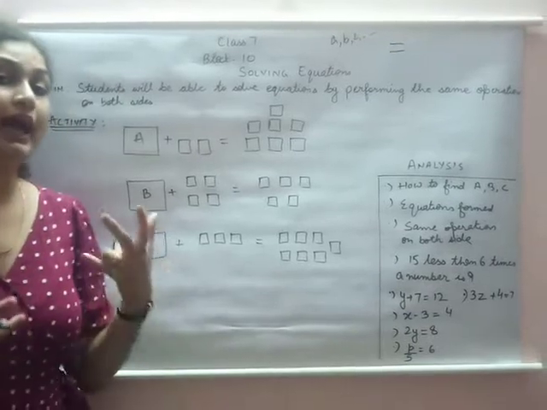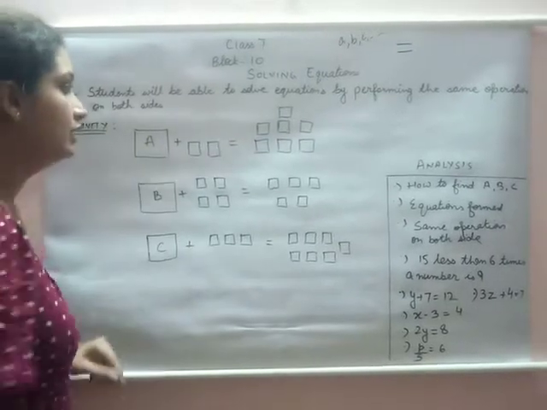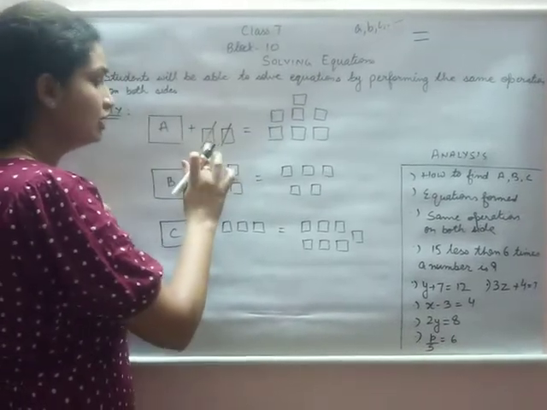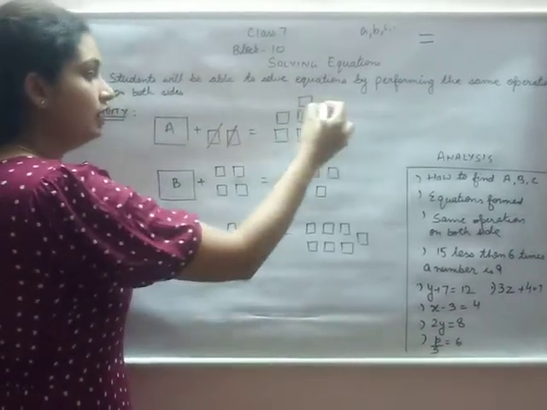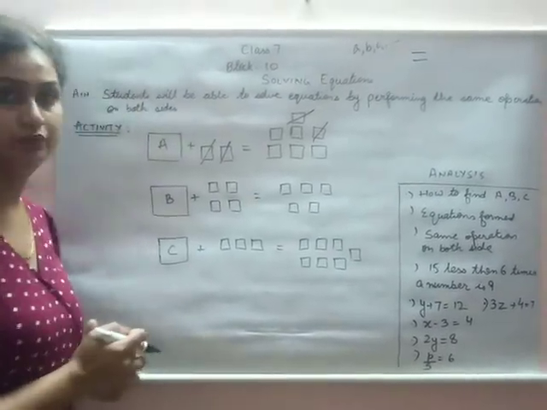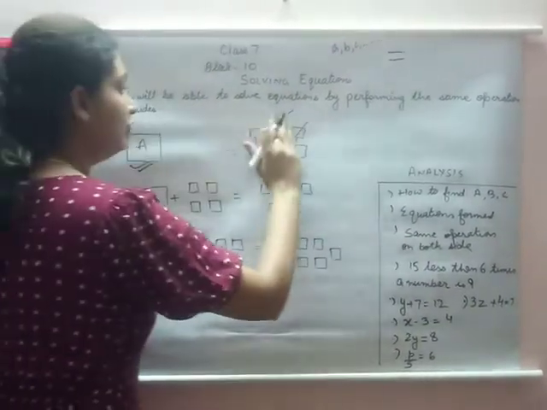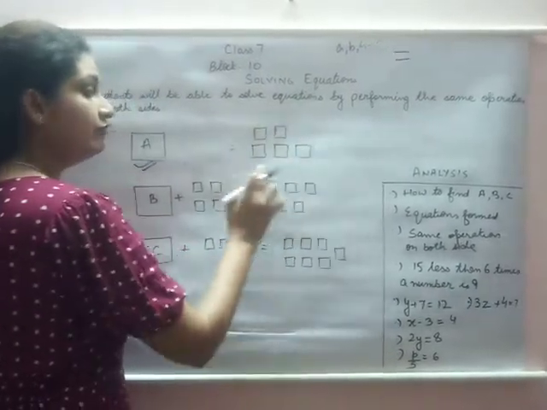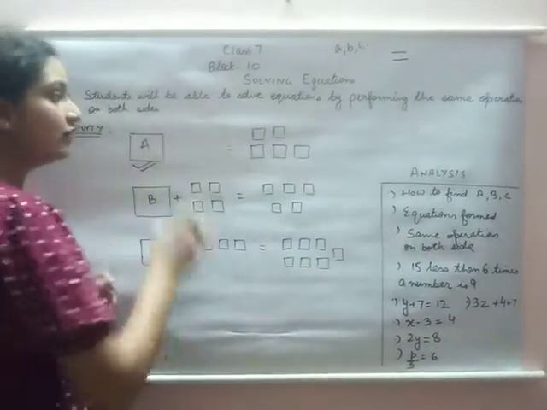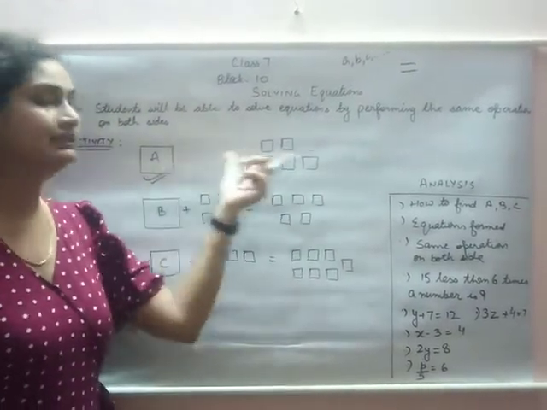So what according to you is the actual answer? How many blocks are there inside the bag A? To get this answer, how are we going to proceed further? I'll erase these two blocks from here, and I'll do the same thing on the right side. What happened now? We have just bag A on the left side and we have 5 blocks. That means bag A contains 5 blocks. To satisfy this equation, we need 5 blocks in bag A so that the balance is equal.